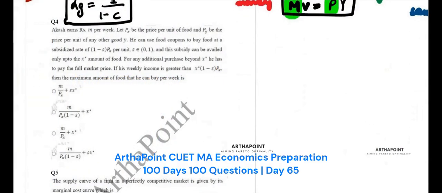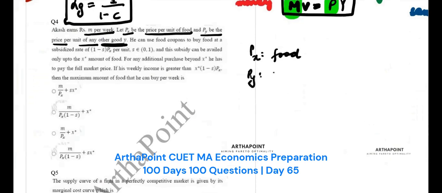Akash earns rupees M per week. Let PX be the price per unit of food, and PY be the price per unit of any other good Y. Any other good.